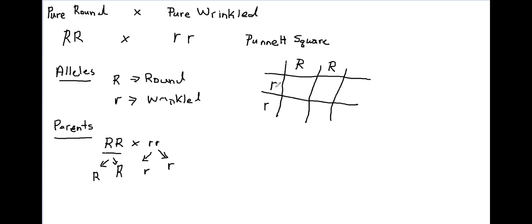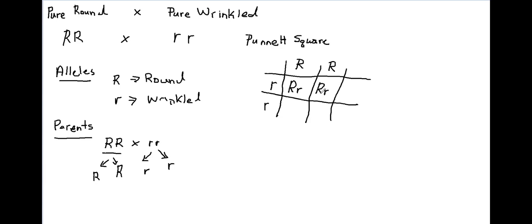Let's make offspring. Now when we have offspring, we know that gametes need to combine. So we're going to combine this gamete with this gamete. Here we go. Here's our first offspring. And our first offspring is heterozygous. It's round. That's its phenotype, round. But its genotype is heterozygous.